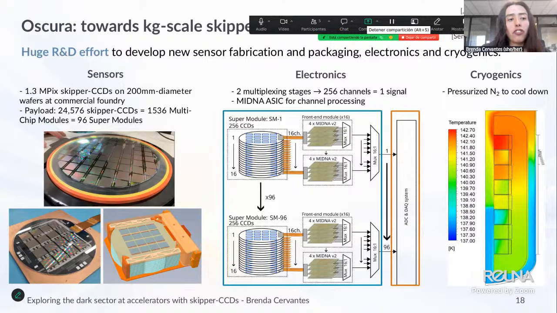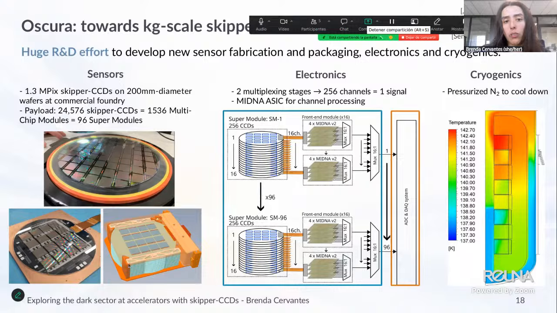We also developed for Oscura a new way of packaging the sensors that is compact and that could work for a meter size detector. Here you can see what we call an MCM, which essentially is a silicon substrate that holds 16 of these skipper-CCDs. And for Oscura, we needed 1,500 of these MCMs, or in packages of 16, 96 what we call supermodules.